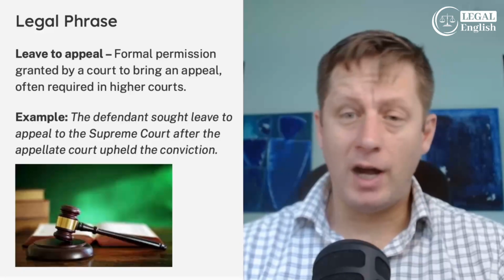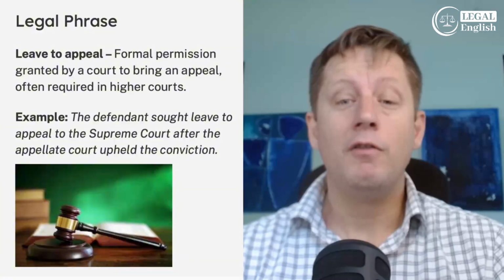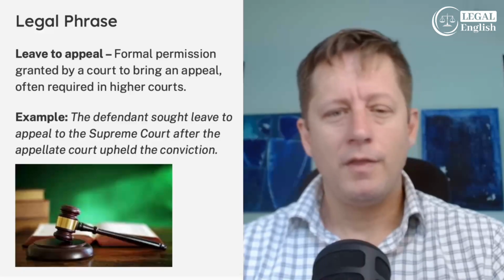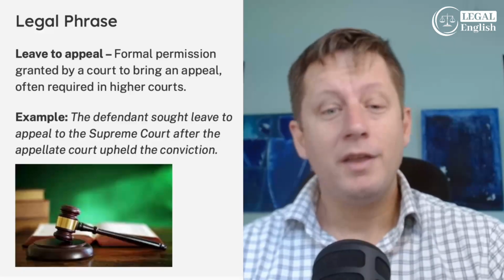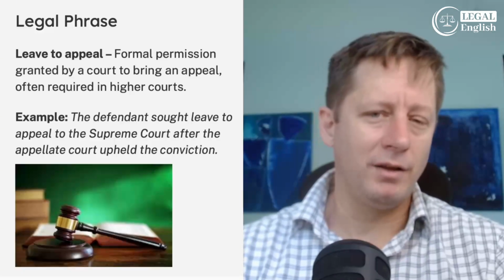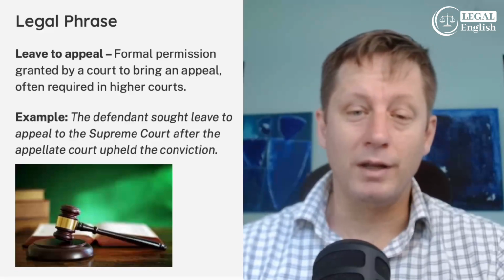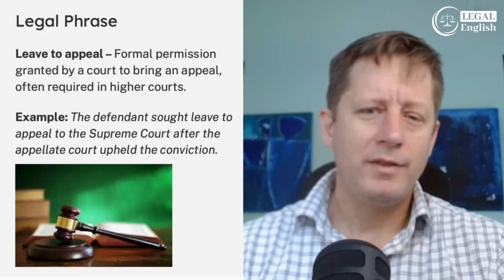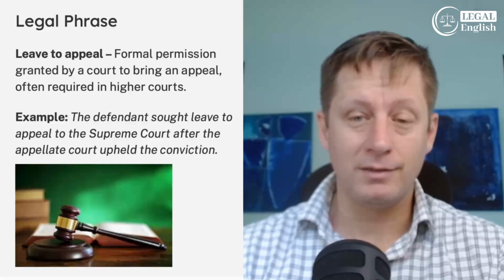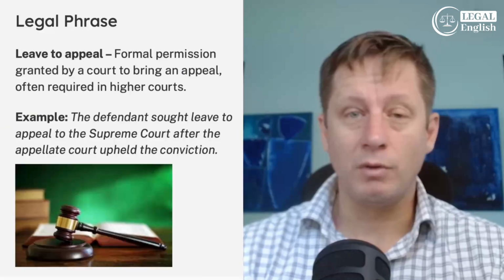In many systems, filing an appeal is not automatic. You must first obtain leave to appeal, meaning formal permission from the court. Imagine a defendant convicted of fraud. The appellate court upholds the verdict. The defense now wants to take the case to the Supreme Court, but they cannot simply file another appeal. They must apply for leave to appeal, showing that the case raises important questions of law. This step prevents higher courts from being overwhelmed with weak or repetitive cases. Only appeals with strong legal merit or constitutional importance are granted leave.